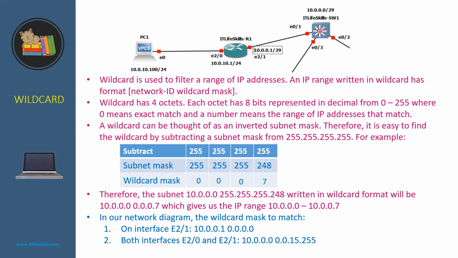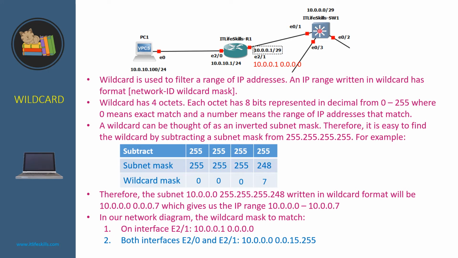Therefore, the subnet 10.0.0.0 with the subnet mask 255.255.255.248 written in wildcard format will be 10.0.0.0 with the wildcard 0.0.0.7, which gives us the range of IP from 10.0.0.0 to 10.0.0.7.